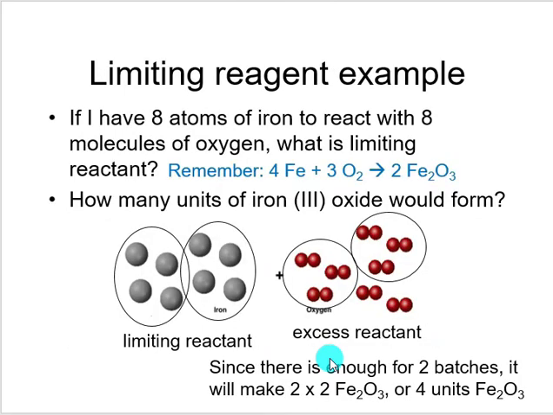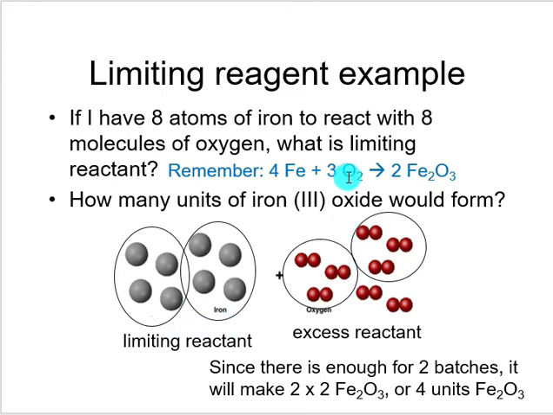Another way of looking at this from this particle reaction is if I have 8 atoms of iron to react with 8 molecules of oxygen, what is the limiting reactant? And don't forget that our chemical formula was it takes 4 irons to react with 3 molecules of oxygen. Okay, so I kind of like to circle a set of 4 since I need 4 for this reaction. So I have 4, I have 4 more, so I have enough for 2 reactions worth of the iron.